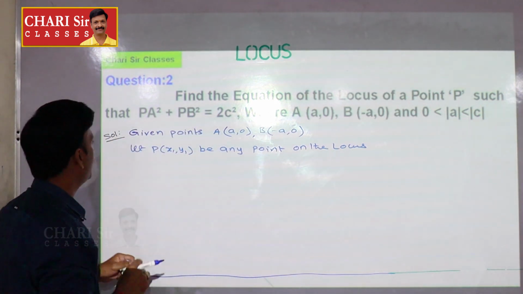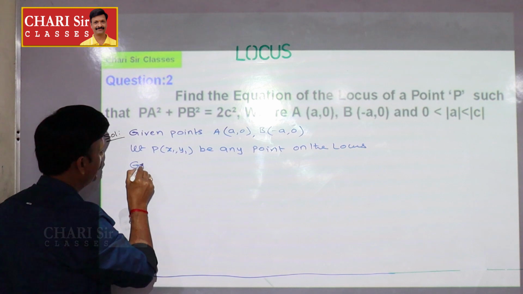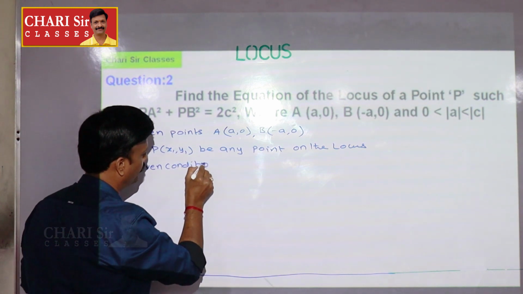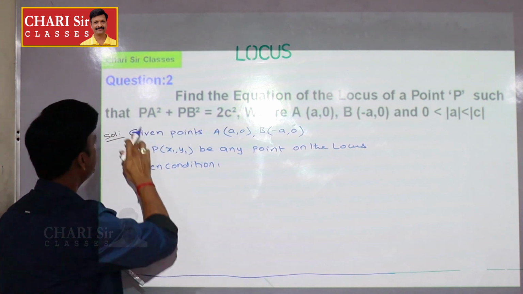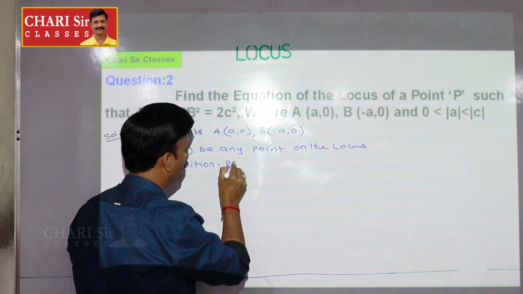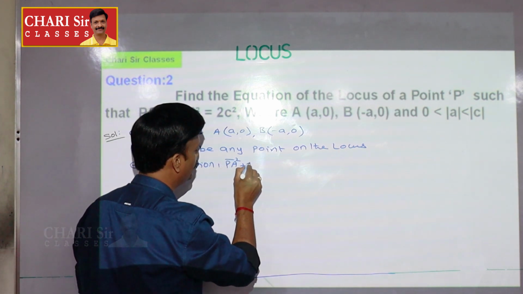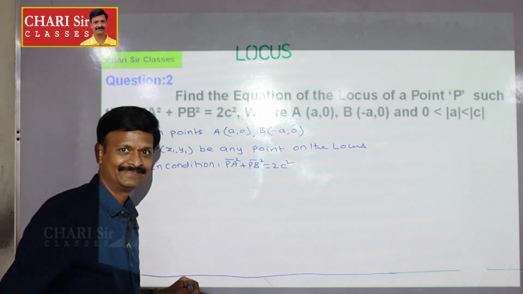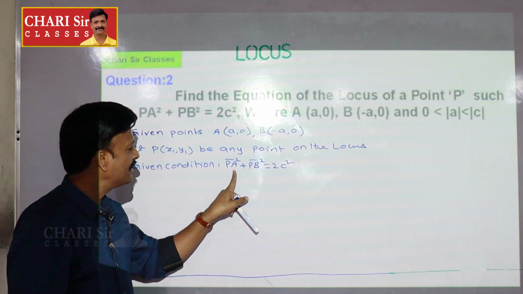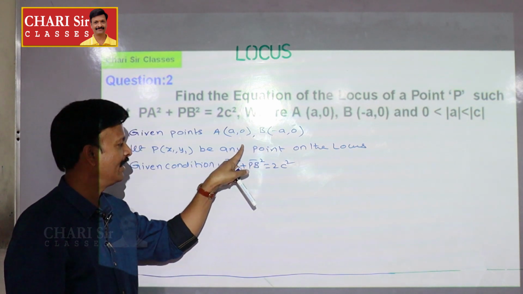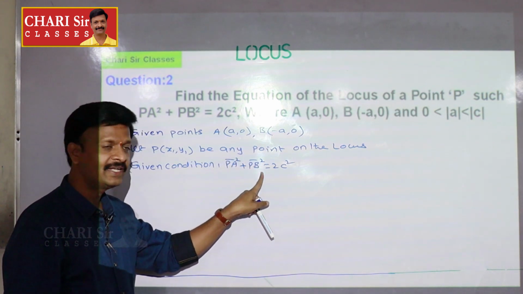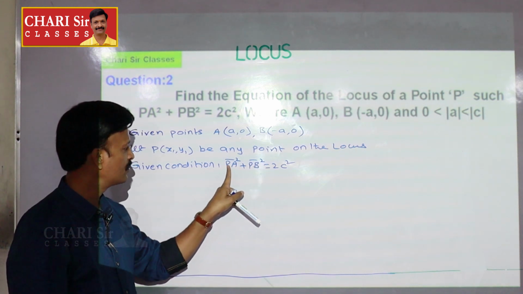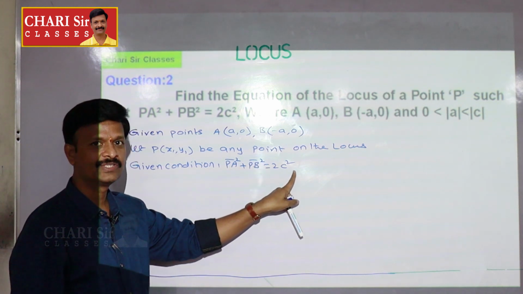And what is the given condition? The given condition is PA square plus PB square is equal to 2c square. Now PA square is the square of the distance between P and A, and PB square is the square of the distance between P and B points. The sum of the squares of the distances is equal to 2c square.